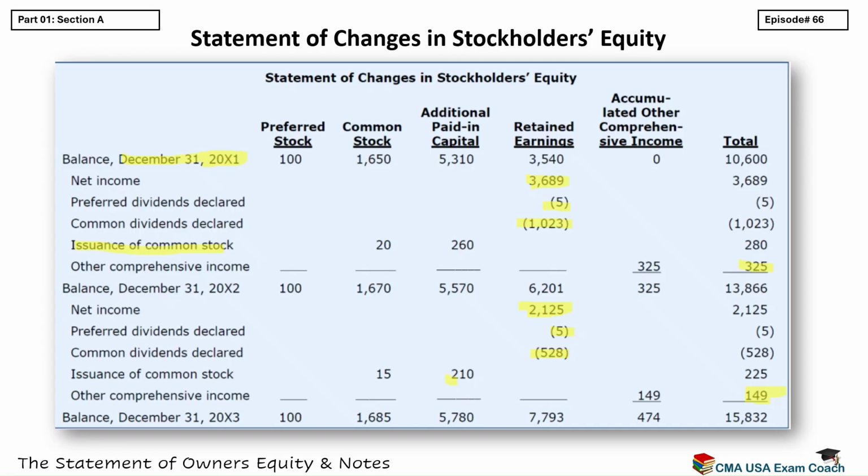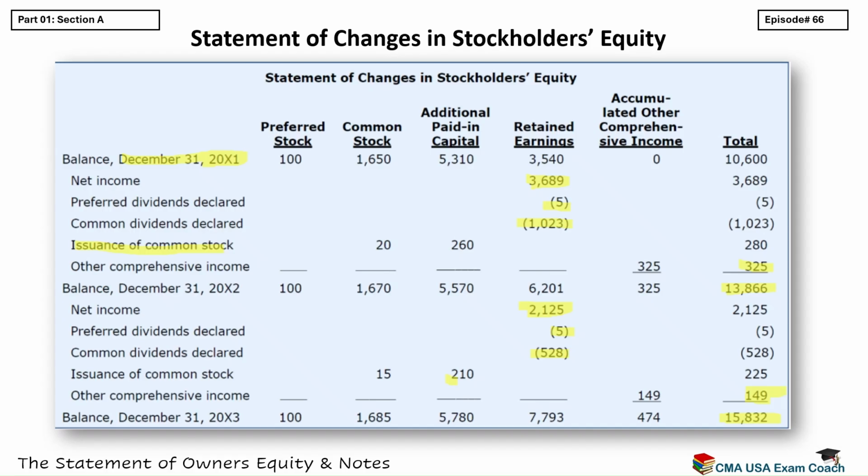When you add everything together, profits, dividends, share issuances, and other comprehensive income, you reach the ending totals for each year. At the end of 2022, the company's total equity becomes $13,866, and at the end of 2023, it increases again to $15,832. This shows that overall, the company is growing, and the owner's share in the business is becoming more valuable.